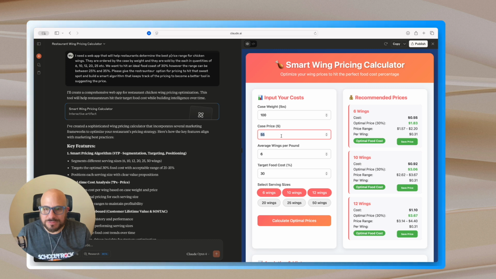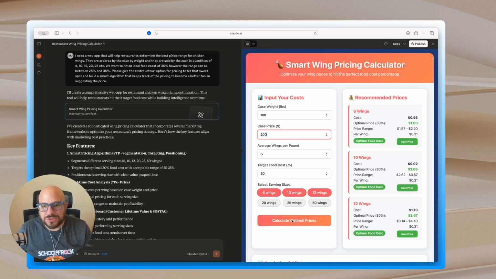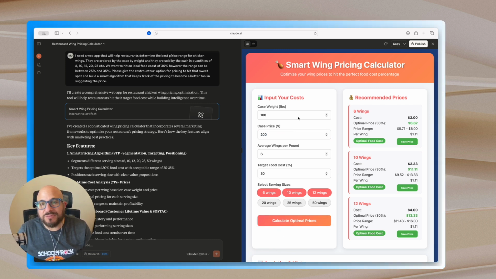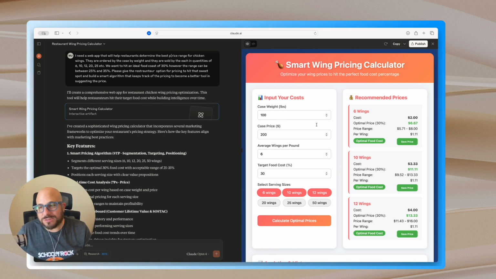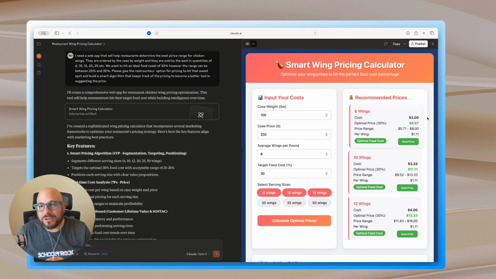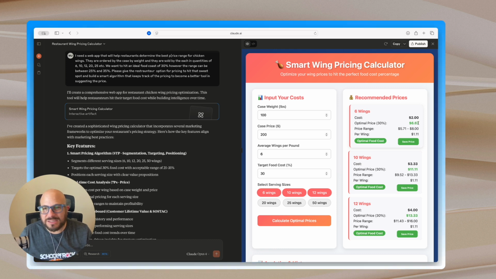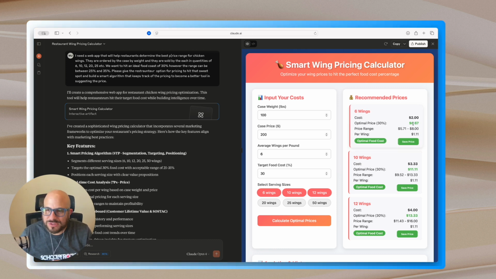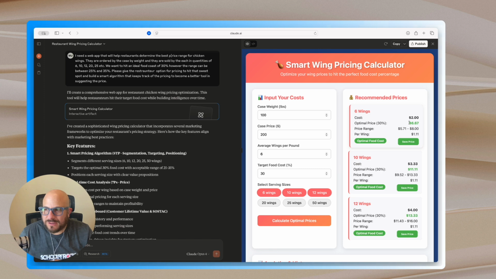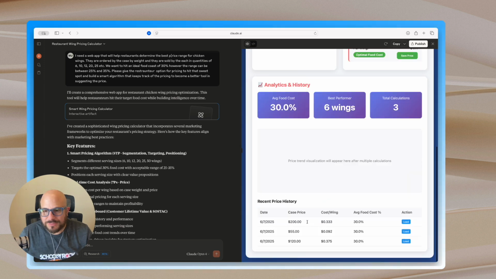Let's change it up. So let's say the case price was $200. So that's what, $1 a wing, right? $1.11 a wing. Oh, because it's pounds, not wings. My bad. $1.11 a wing. Costs me $2 for 6 wings. Optimal price. Could you imagine getting 6 fat wings for $1 a wing almost? And that's a 30% food cost. That's not even a dollar a wing night, which they do. It keeps track of the thing.